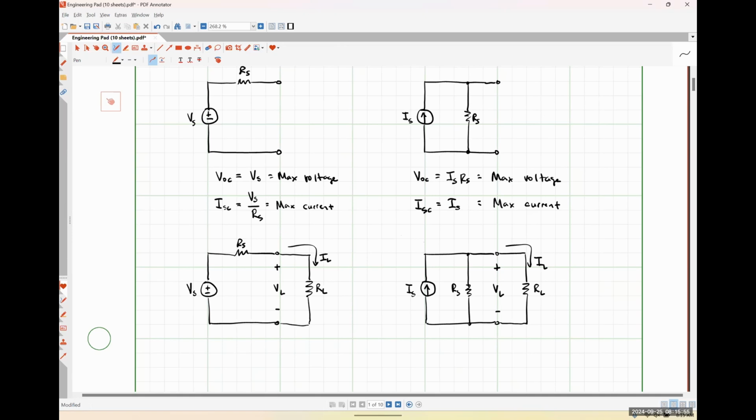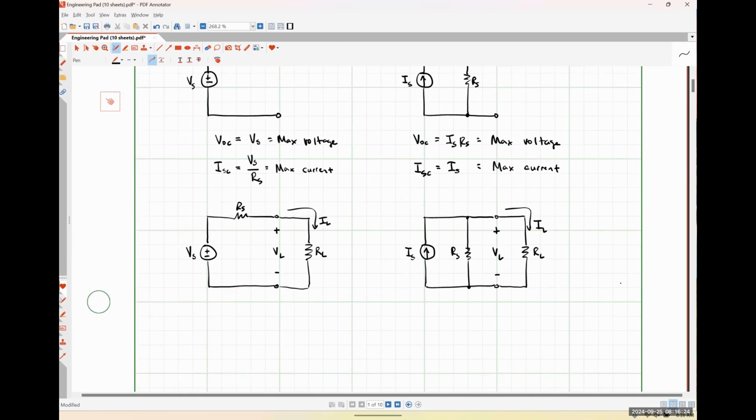Because what that will allow us to do is anytime we see a practical voltage source, we could replace it with an electrically equivalent practical current source if that will help to simplify our circuit. Or anytime we see a practical current source, we could replace it with an electrically equivalent practical voltage source if that will help us simplify our circuit. So this is one of the last circuit simplification techniques that we are going to learn.